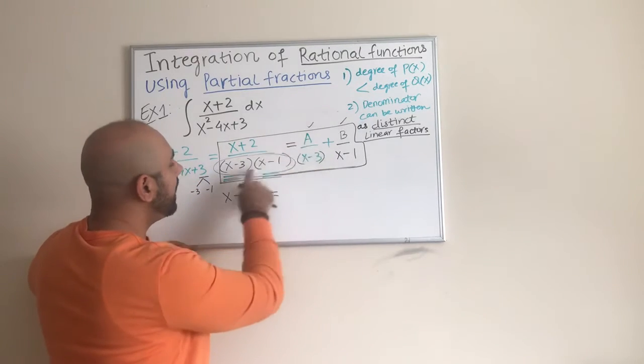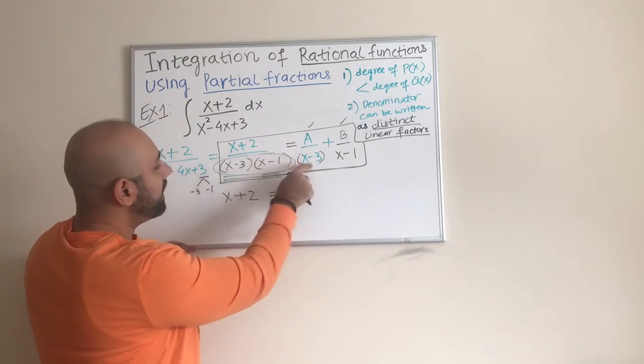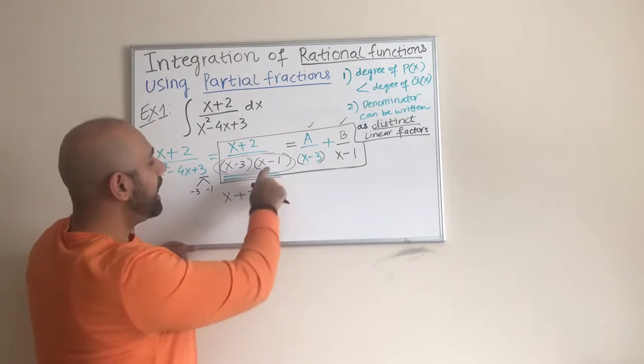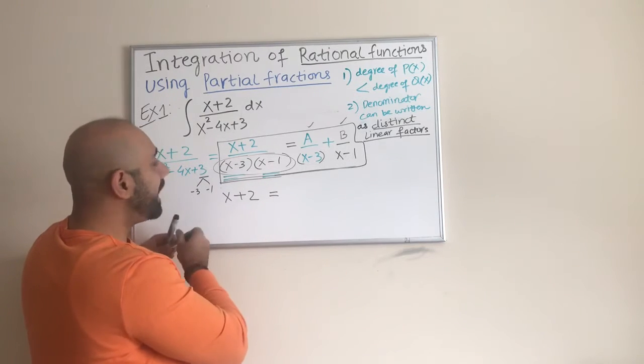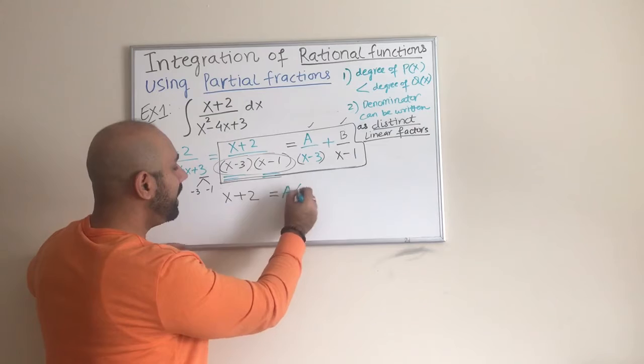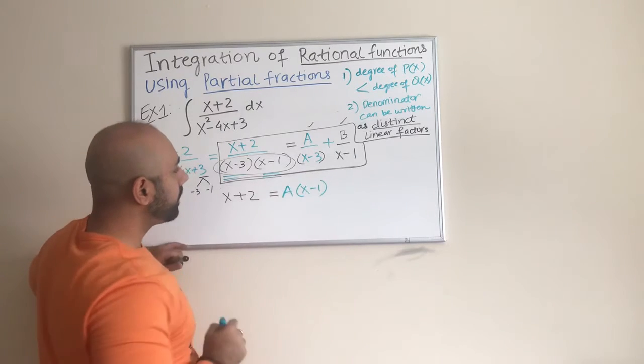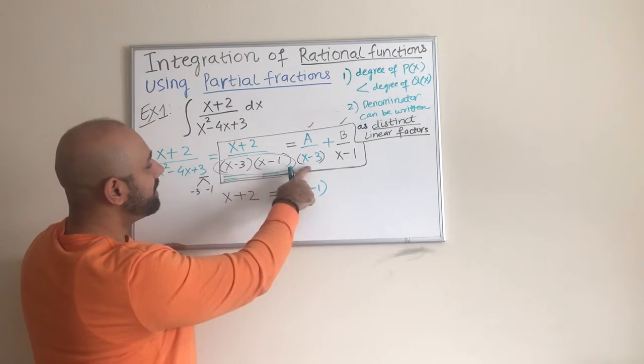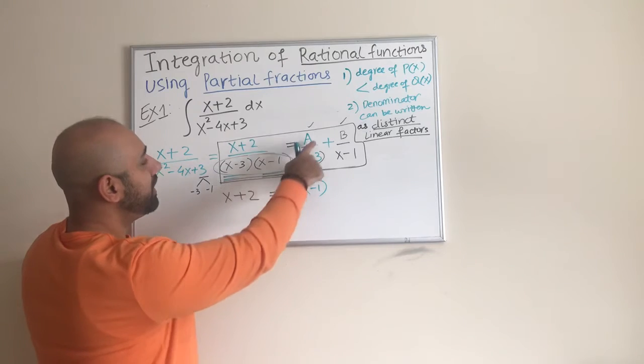When I multiply this with this, x minus 3 and x minus 3 are going to cross out, and I will be left with only a times x minus 1. A times x minus 1. Because x minus 3 and x minus 3 cross out, there's only x minus 1 left here.